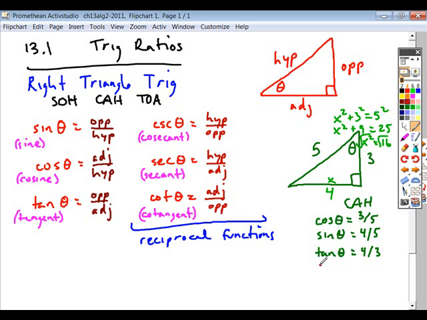Okay? And so when you're evaluating these, we have our three main trig ratios: sine, cosine, and tangent. When you're finding the reciprocal functions, what you need to do is just take their original functions and flip them. So the cosecant is the reciprocal of sine, so it's 5 over 4. Secant is the reciprocal of cosine, so it's 5 over 3. Cotangent is the reciprocal of tangent, so it's 3 over 4.